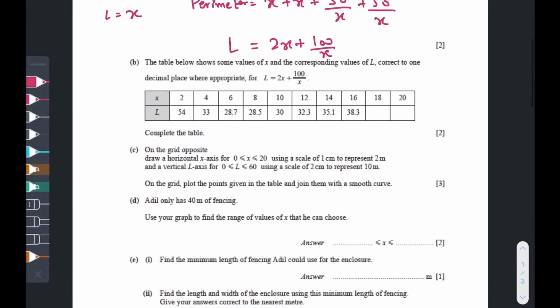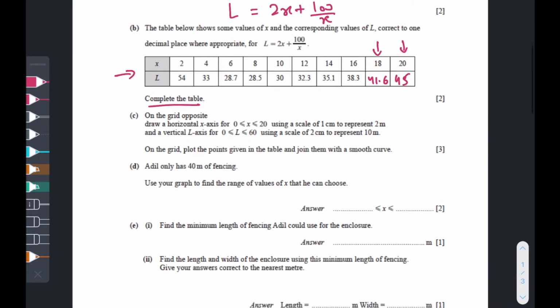The next part of the question says the table below shows some values of x and the corresponding values of L, correct to one decimal place where appropriate. For L equal to 2x plus 100 over x, they've given us this table. They say complete this table for these two values of x. When we plug in 18 into this formula, this becomes 2 times 18 plus 100 over 18. This gives us 41.6, and 2 times 20 plus 100 over 20 gives us 45.